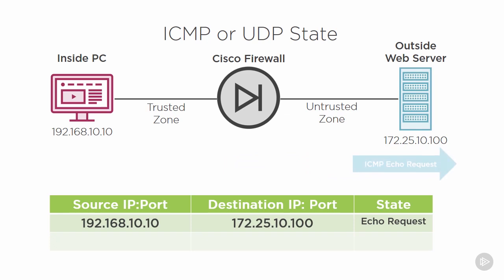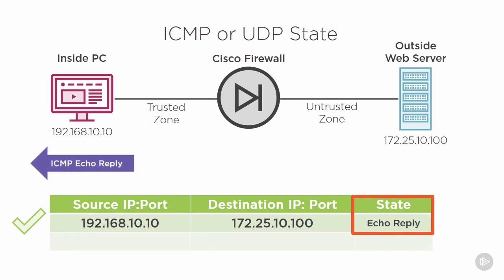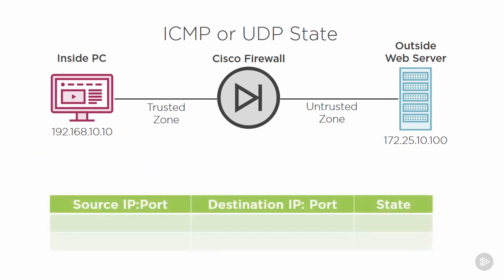I can then send that out to the internet, get the reply back, and just like my TCP state table, I can now verify that this ICMP echo reply is legit. I can change my state and forward the message on. Same thing is true for UDP, although UDP is a little bit special.